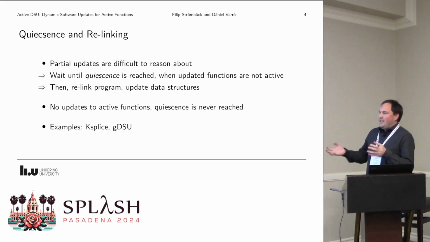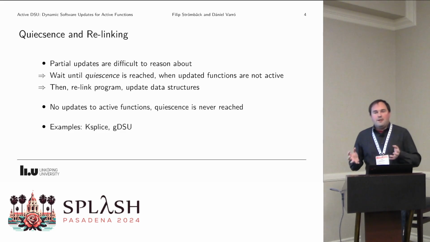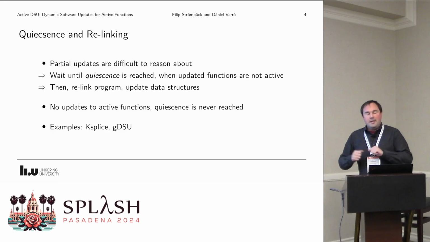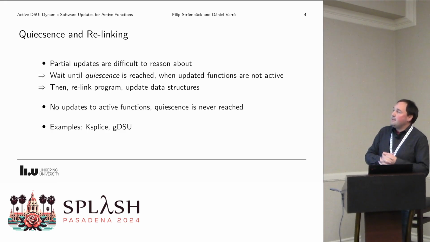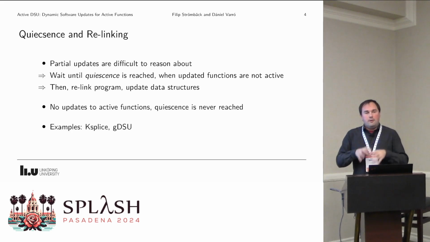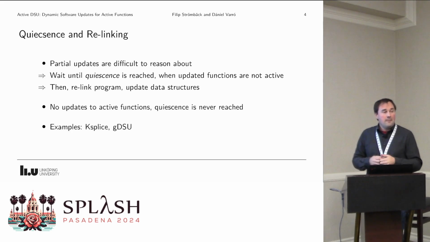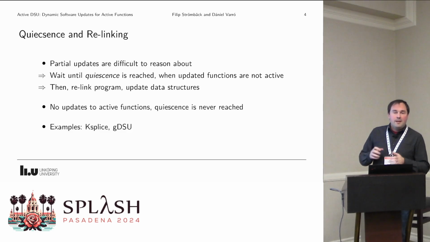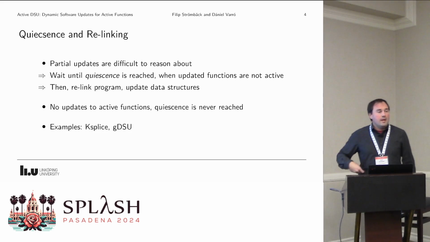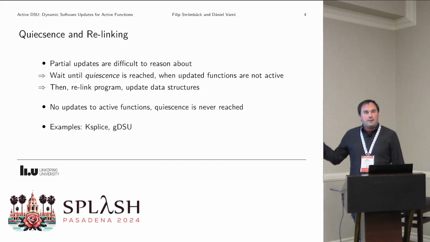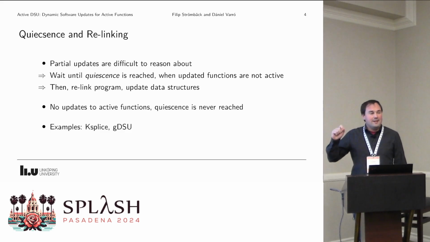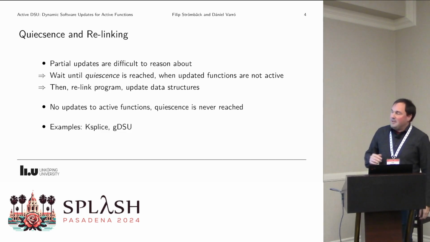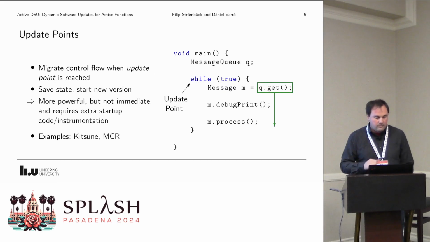One way to avoid this kind of difficult to reason about behavior of just relinking is that we can wait for quiescence. Essentially, we wait until no updated functions are active, and then we apply the update then. That makes everything much easier to reason about, but waiting for quiescence is in general unbounded. And in this case, we will not reach quiescence because we updated a function with an infinite loop in. So we cannot use this to update this active function.